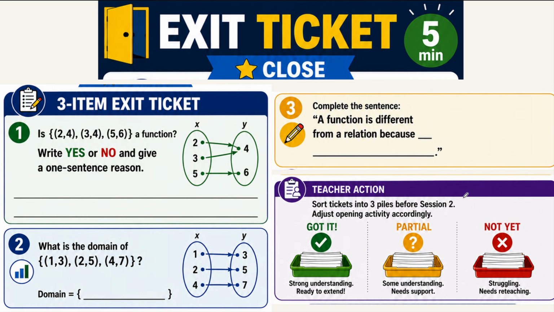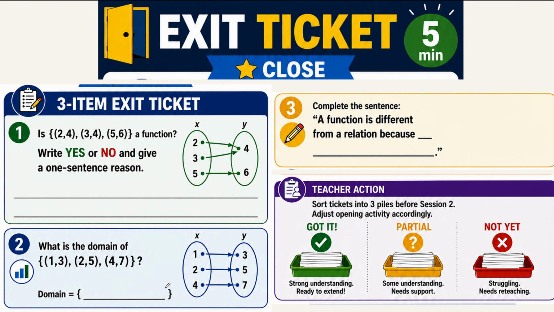So let's close this one. I want you to identify the answer for this one, number one or three items. You can write it in your notebook, practice it, research on it. So the question one is 2, 4, 3, 4, 5, 6 a function? Write yes or no and give a one sentence reason. What is the domain of 1, 3, 2, 5, 4, 7? Write it in this format.